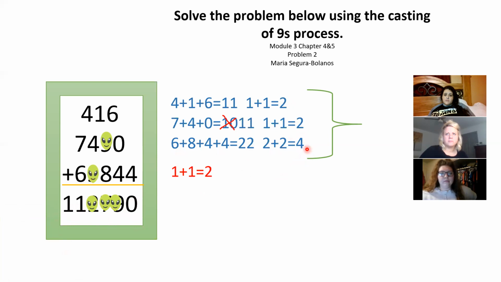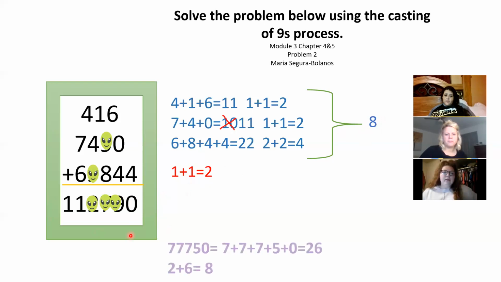So we've got 2 plus 2 and 4, which is 8. Of course, we've got 2 here. Now those numbers do not match. 8 and 2 are not the same, so that means this is not the right answer. It's the wrong answer.